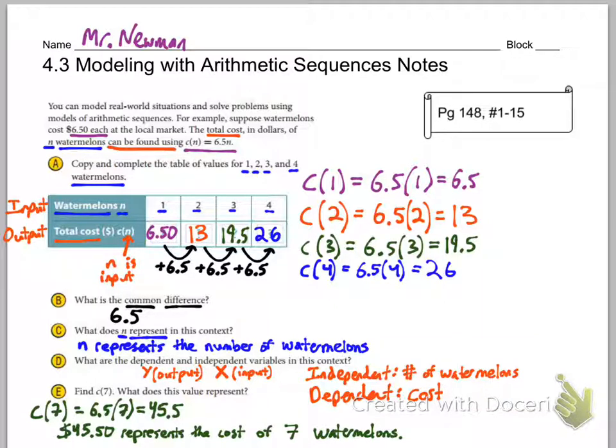Notice, I basically rewrote this sentence up here, but instead of using n and C of n, I used the actual numbers. And you can often do that. I'll show you an even closer example the next time around. You could also say C of 7 represents the cost of 7 watermelons. That would be another way of saying that.